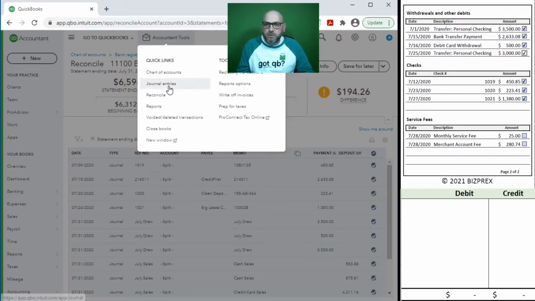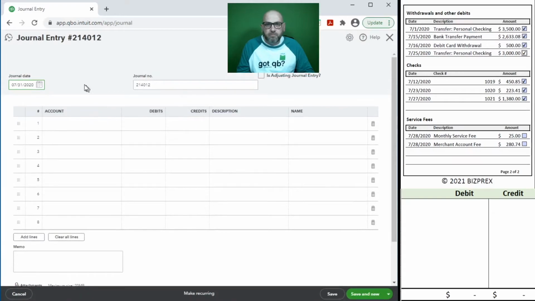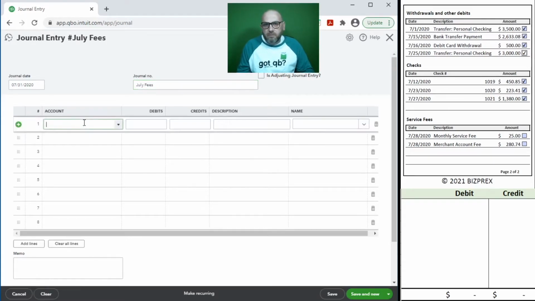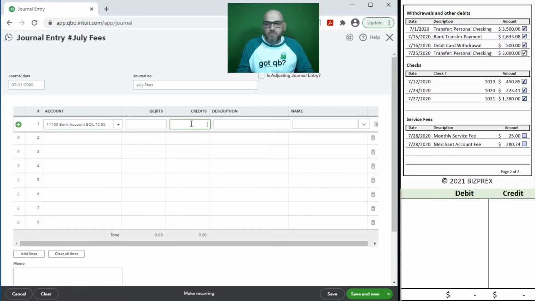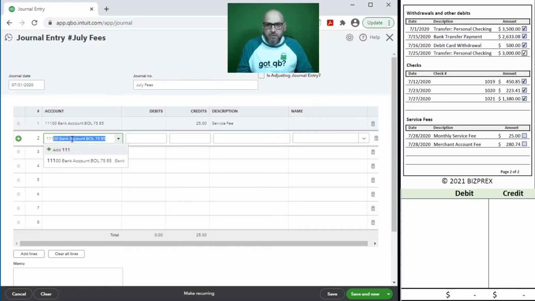We're going to use our general journal entries. Okay, we're going to use end of the month fees. All right, let's put July fees. What do we know? Well, we know our bank account will be reduced, and has to be credited to reduce. So here it is, and that's our service fee. And what else? We have our merchant fee, and both of those reduce our bank account, so that has to be credited.